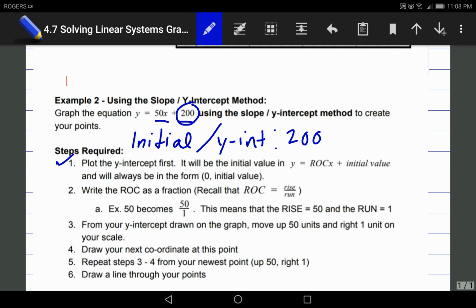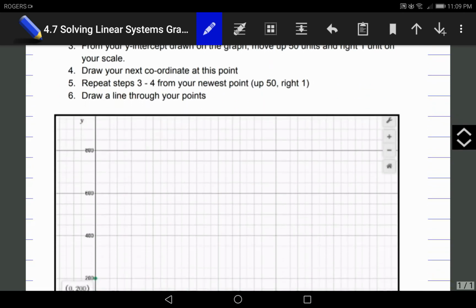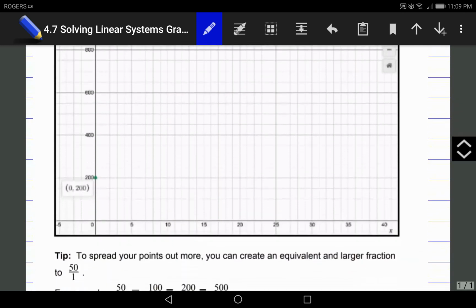Okay, so my point that I'm going to plot on my graph, remember the initial value, the x value is always 0. Remember that. With your initial values, it's the value that's right on the y-axis, so it's always 0 for x, and then in this case it's 200 for y. So let's plot that point first. And actually it's already plotted on this graph right here.